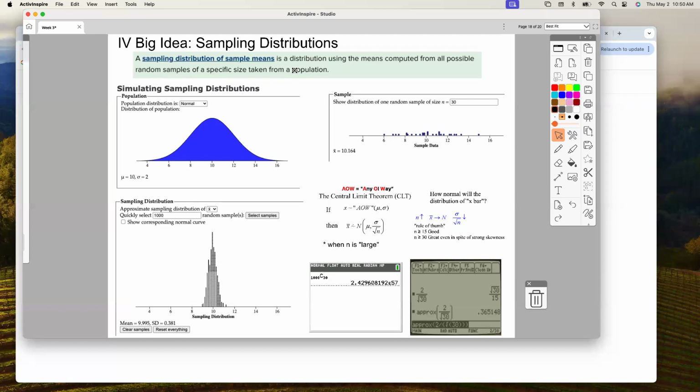So a sampling distribution of sample means is a distribution that uses the means computed from all possible random samples of a specific size taken from a population. Now, just to show you how many there are, let's suppose I had a population of 1,000 and took samples of 30. Every possible sample that I can get from that would be every combination of 30 from 1,000 things. These were things that we did in week two. This was a computation we did. Do that on the calculator, I get 2.42 times 10 to the 57th power.